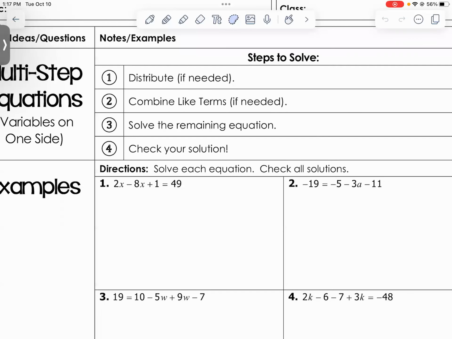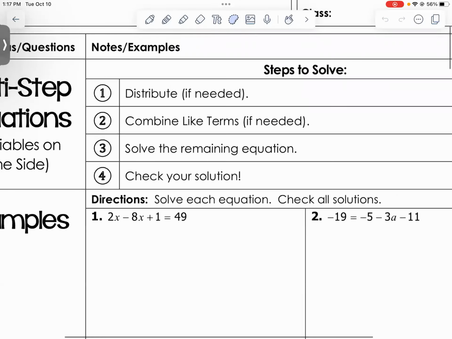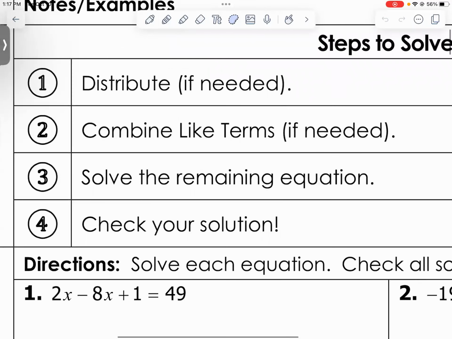Last week we took a quiz over solving equations. They were either one-step or two-step equations, page 27. Now we're getting into problems that take more than 2 steps. So today, this is what we're going to focus on.